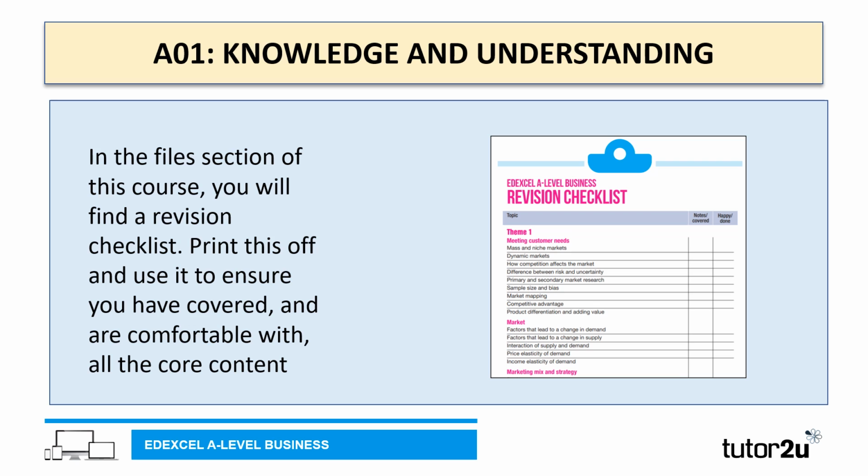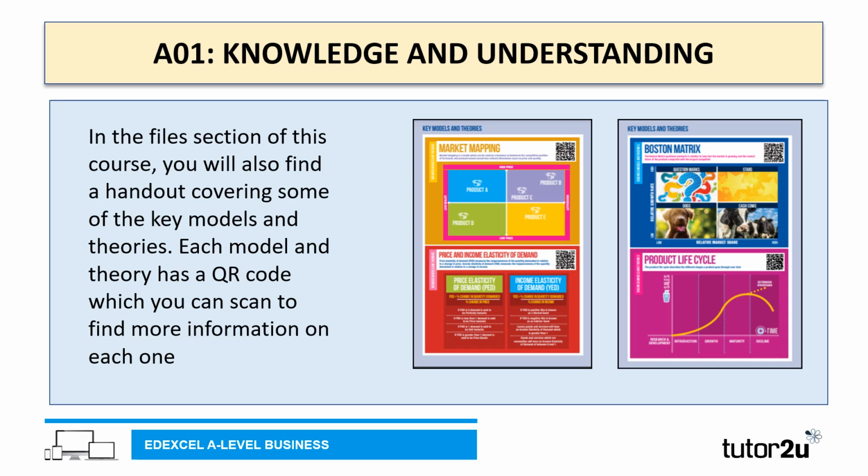Now, in the files section of this course, you will find a free revision checklist. You can download this and print it off and use it to ensure that you have covered and are comfortable with all the core content from themes 1, 2, 3, and 4. The file section also contains another handy resource, which is a handout which covers some of the key business models and theories that form part of the Edexcel A-Level Business specification. Each model and theory has a QR code at the top right hand corner, which you can scan, which will take you to a page which contains more information on each individual model and theory.